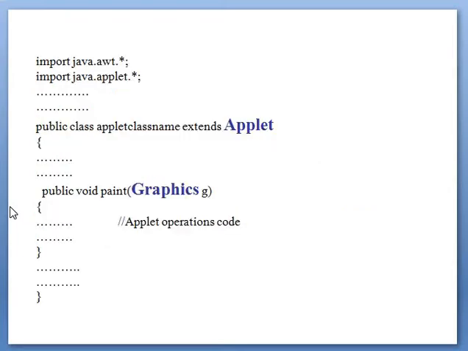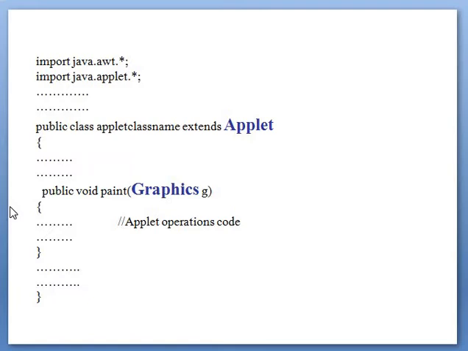See, this is the skeleton of a simple applet. Two import statements are there. One is the awt package import, the second is the applet package import. After that, public class, applet class name, extends Applet. So we will be creating a public class, using the public modifier. An applet class will always be public because it is executed in a third-party application like a browser or by using the applet viewer.